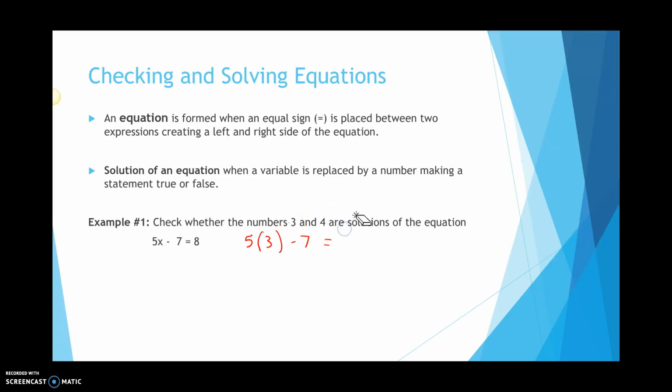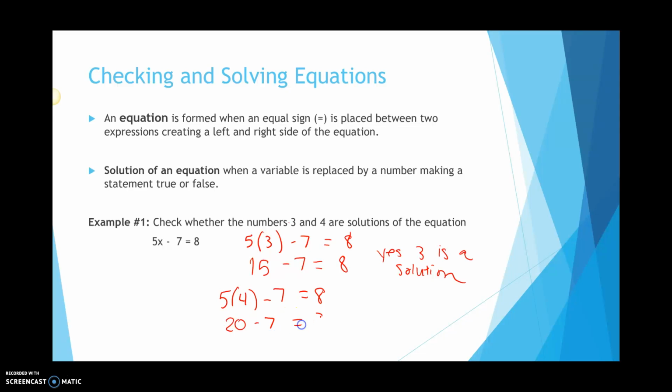Well, 5 times 3 is 15. And 15 minus 7, does that give me 8? It does. So we would say yes, 3 is a solution. But now let's plug in 4 for x. So if we have 5 times 4 minus 7, does that give me 8? Well, 5 times 4 is 20. 20 minus 7, does that give me 8? It does not give me 8. So we would say no, 4 is not a solution.